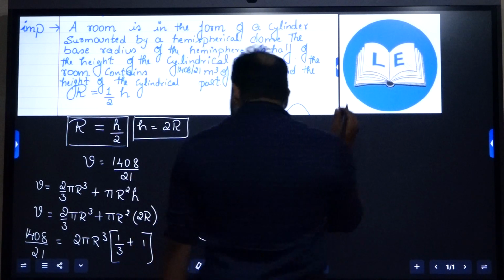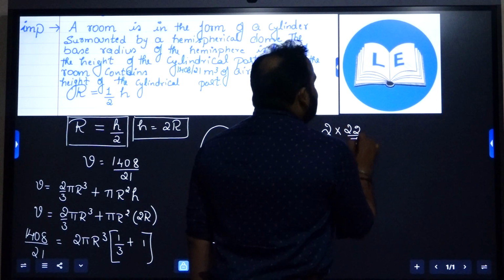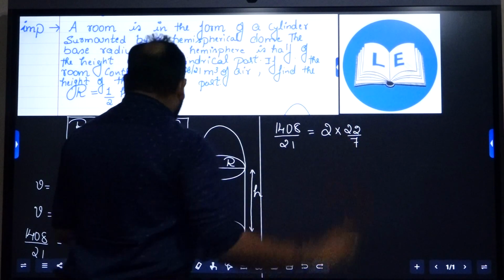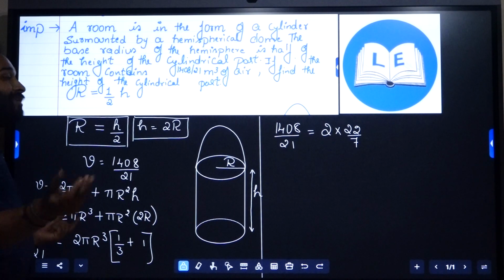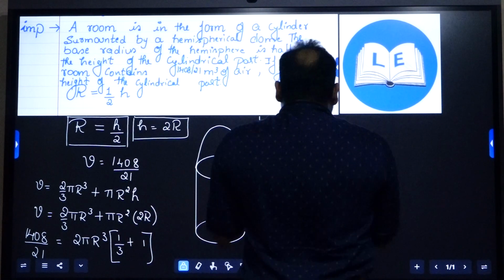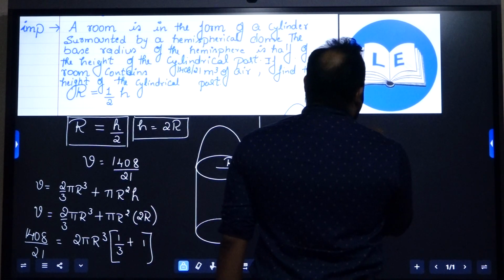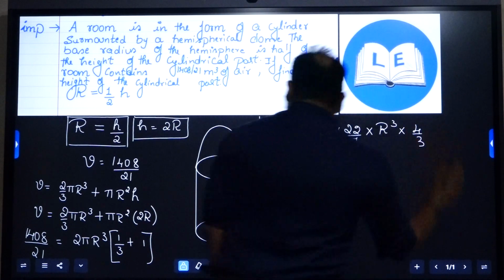And see children, I am doing each and every step so that you don't get confused. And you can ask me a question, so is it necessary to write the same steps again? No. After this step, if your calculation speed and the calculation is good, you can directly go to this step where you substitute the values, or you can transpose also. So I will write 2 into 22 by 7 into r cube into 4 by 3 after simplification.